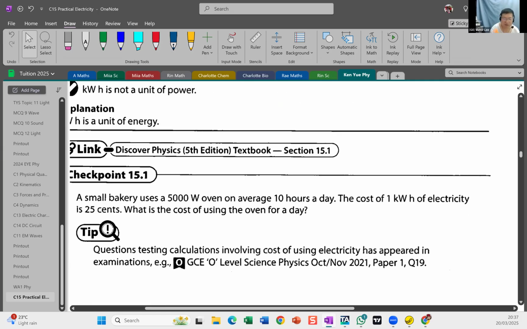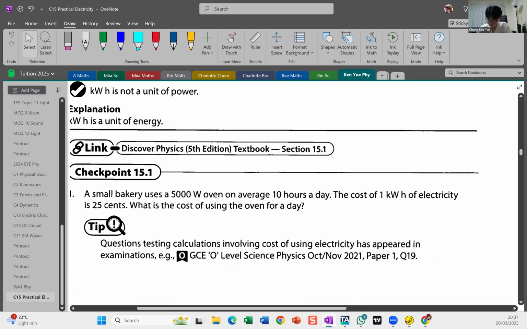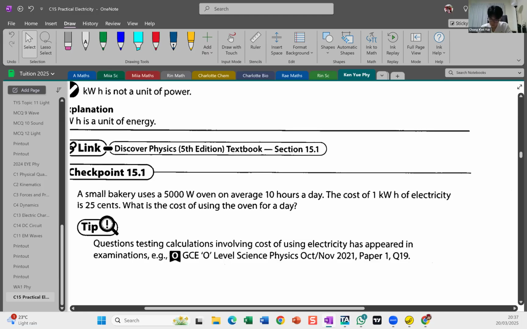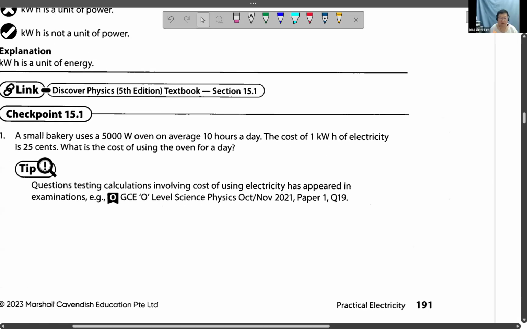Okay, let's try this one. You have to do this one yourself. I'm not going to help you do this. Can you do this question?